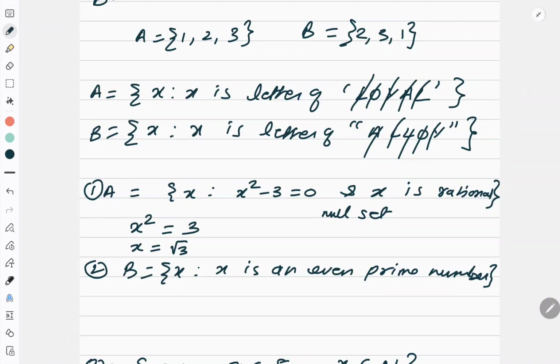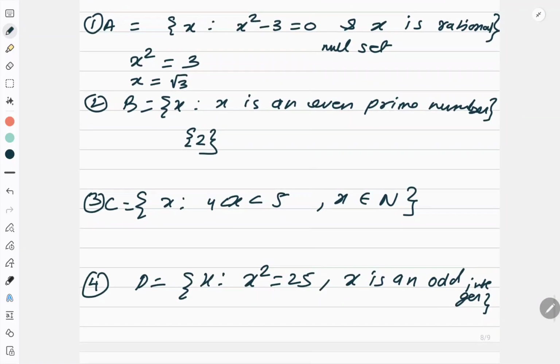Now come to B. x is an even prime number. What is the only even prime number? It is 2. So it has only one element, so it is a singleton set. Look at the next one. x such that x is between 4 and 5 and it belongs to N. The moment I say x belongs to N, it is a null set. If I say x belongs to R, it is an infinite set. Understood?